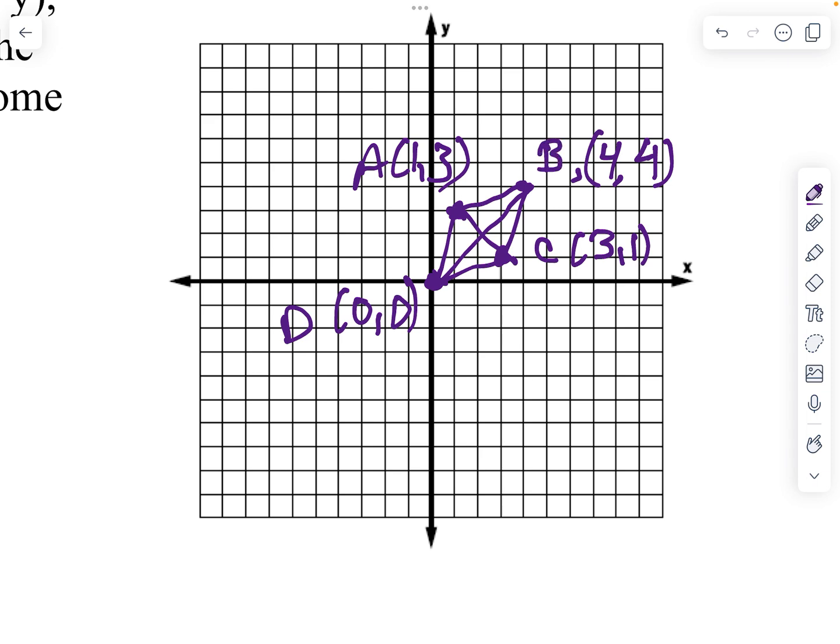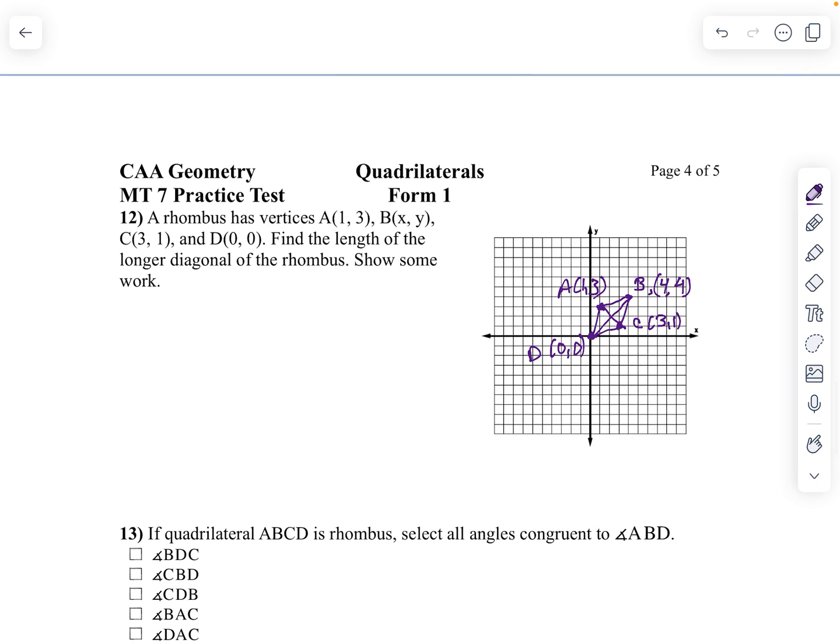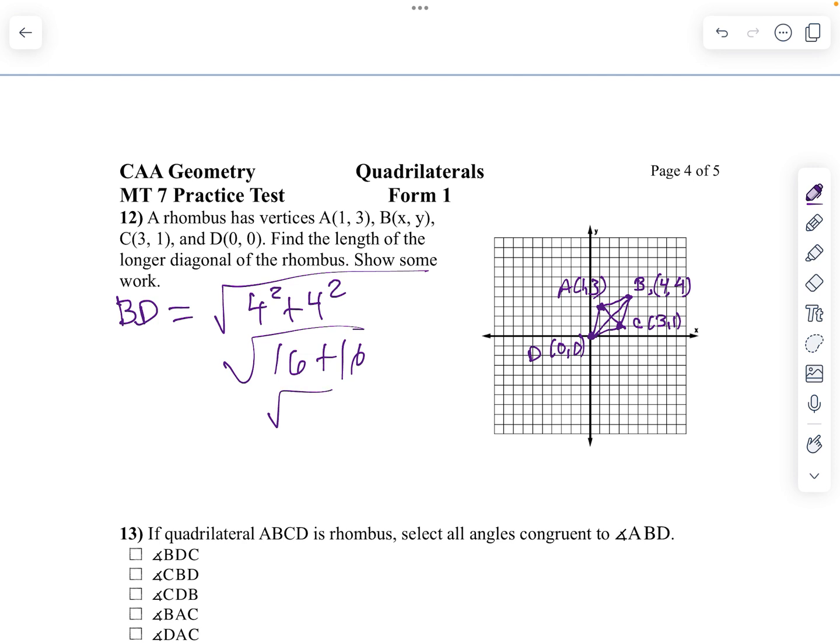Okay, so now I can find the distance from B to D because that's my longest diagonal. With D being (0, 0), it's 4 squared plus 4 squared. Well, that's 16 plus 16, which is the square root of 32. Simplify that, you get 4 square roots of 2. I didn't tell you to simplify it, you could have written it as a decimal, and that's about 5.7. But don't leave it as the square root of 32, because that's not simplified.